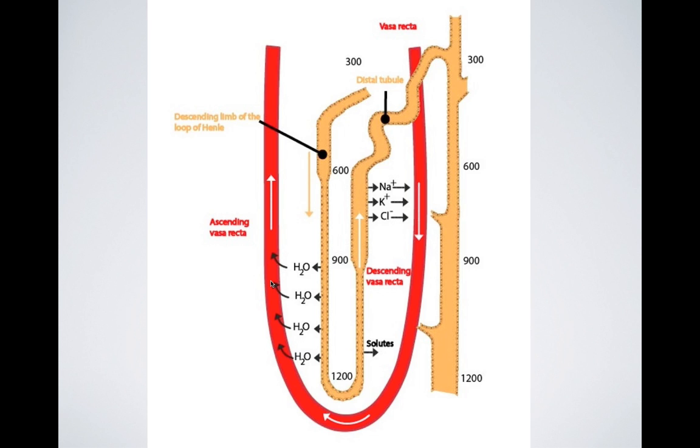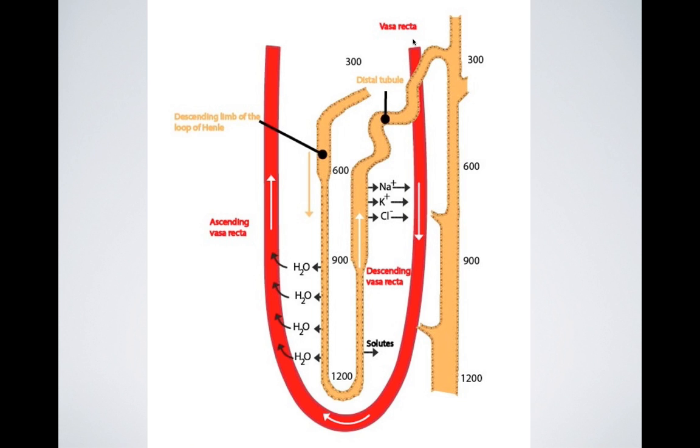Make sure you're convinced of that. So basically anywhere water is going, that must mean it's going from low to high osmolarity. And here it's going from low to higher osmolarity. And the question is, why is the osmolarity here in the blood so high? And the reason is because of this countercurrent system.